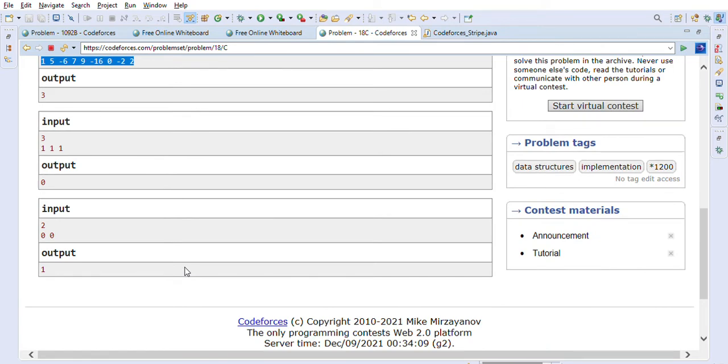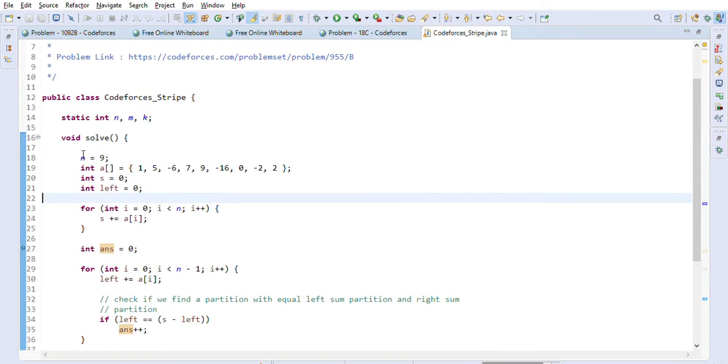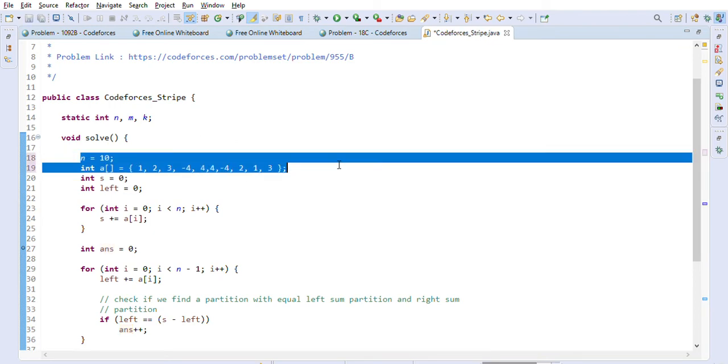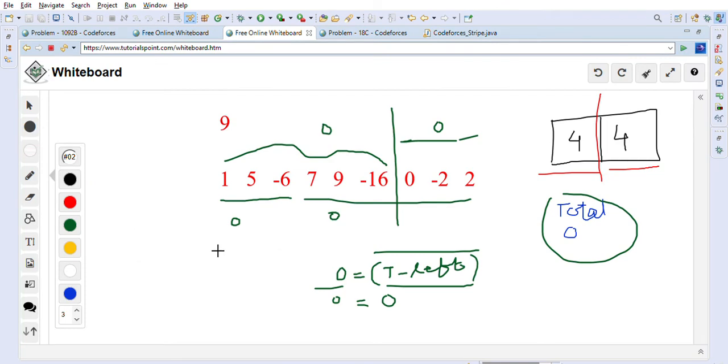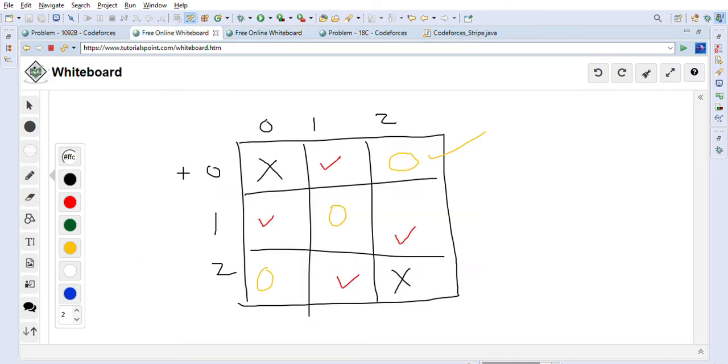So apart from that, I also created one other example. So let's just take that example here. In this way, now we have 10 elements, right? Let's say we have 10 different elements. So let's just take these 10 elements over here, so I can explain you here. Or we can just go take this whiteboard.